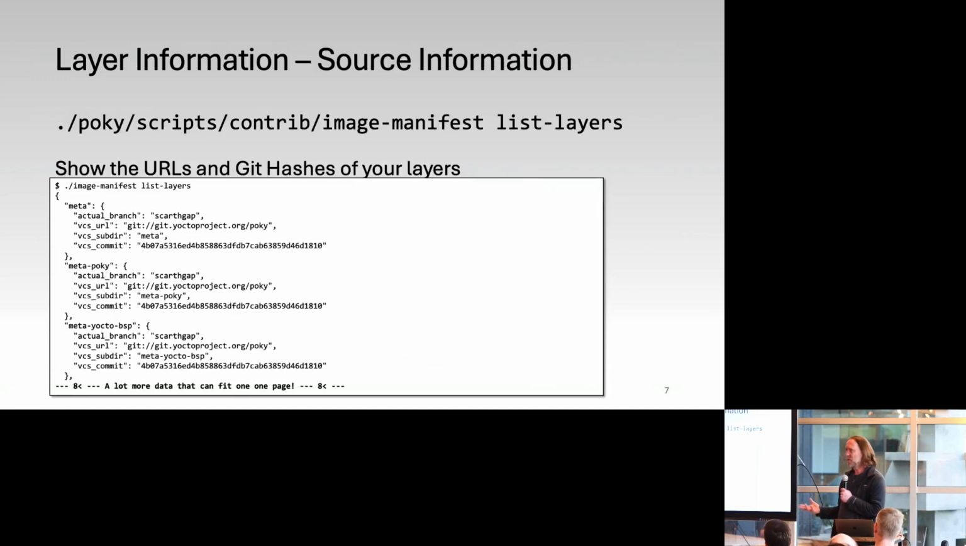But then again, quite often what you're wanting to know is the more detailed information. So under the Poky scripts contrib, there is an image manifest. And the image manifest lists layers. And what that will now tell you is it's going to give you the URLs and the Git hashes of all of the layers that are actually within your system.